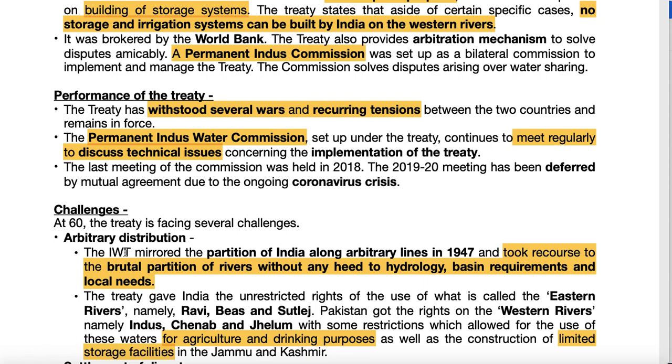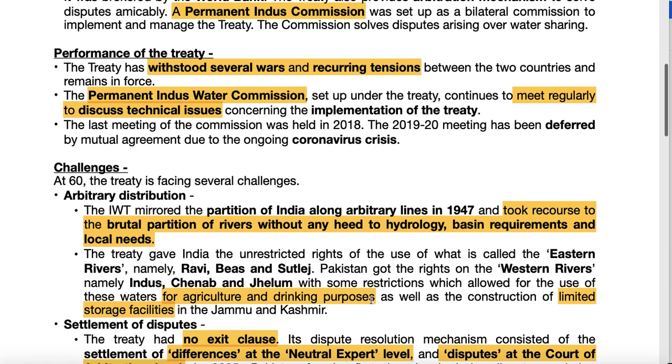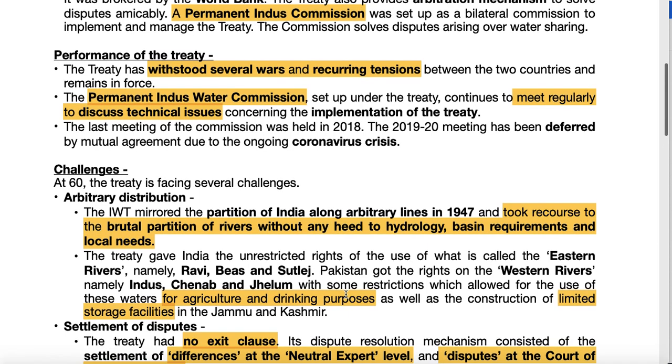Okay, so the first challenge stems from the inception of the treaty: the distribution has not been fair to India. We already discussed that eastern rivers were allocated to India and western rivers were allocated to Pakistan. India was allowed to use western rivers for agriculture and drinking purposes, that is, purposes of consumption, and was also allowed to build limited storage facilities. But the distribution has not been fair, as I discussed, because the amount of water that India could use was severely limited as compared to Pakistan.